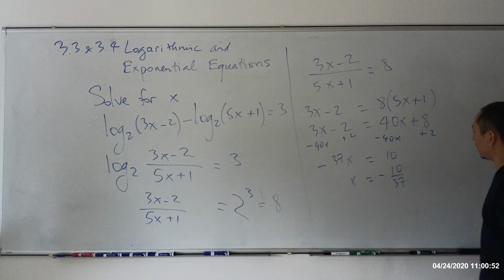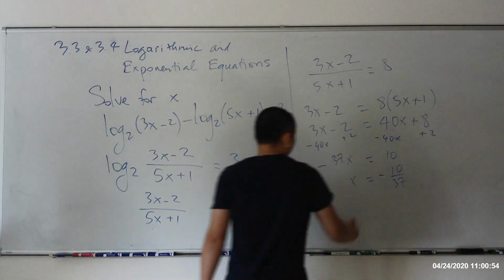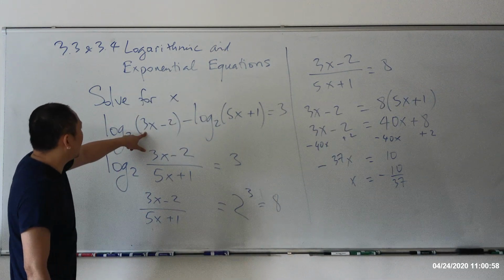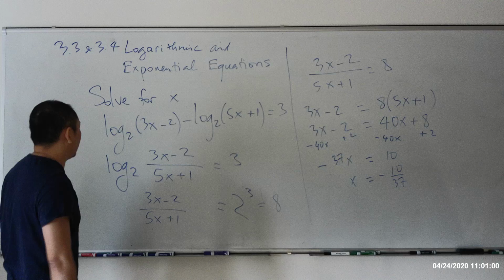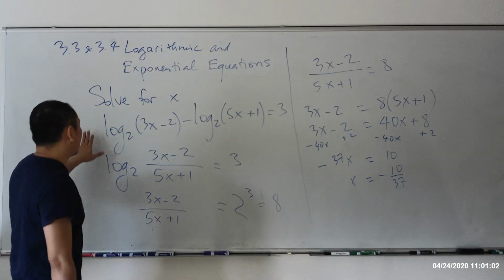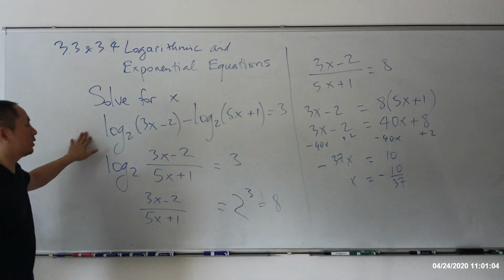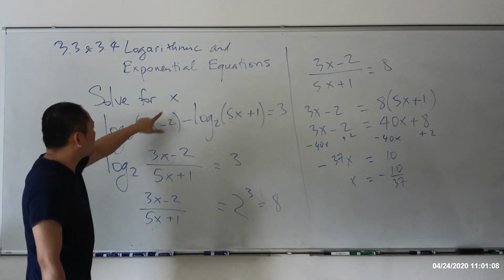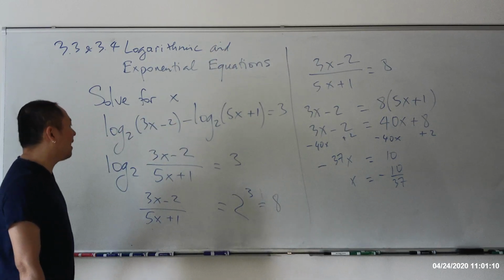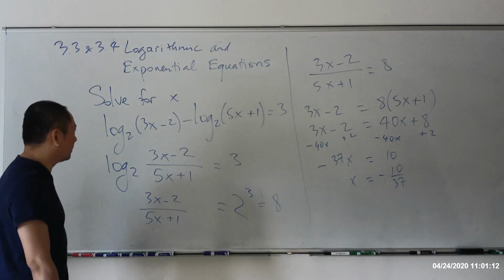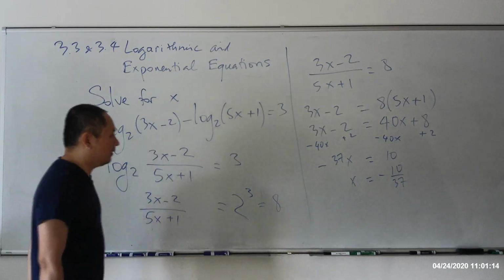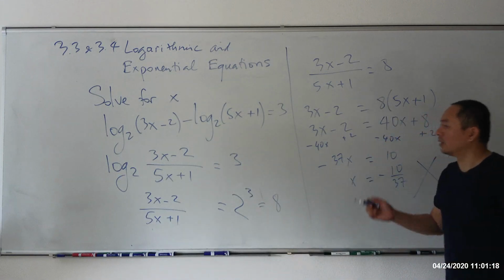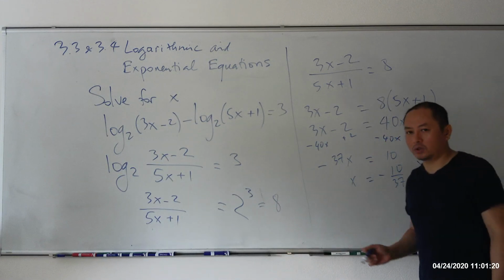And don't forget to check. It's just a possible solution. Negative 10 over 37 times 3 is a negative number, minus 2 is going to be another negative number. As we learned in section 3.2, when we talked about properties of the log, anything inside the log needs to be a positive number. We don't even take 0. It has to be positive. If it's negative, not good, so this will not be a solution. So what do you say in this problem? No solution.